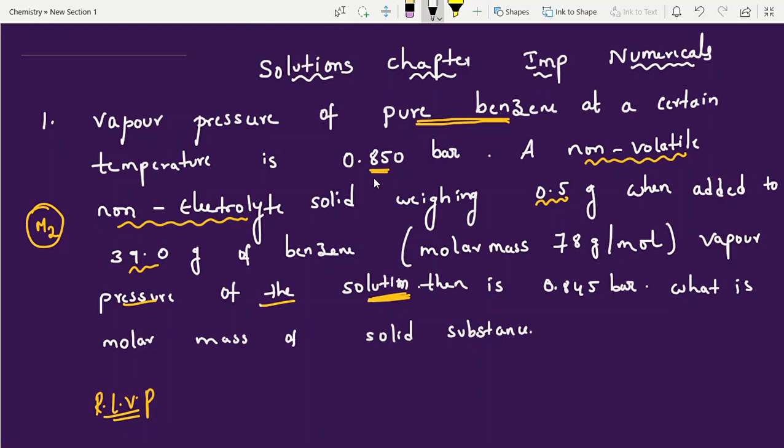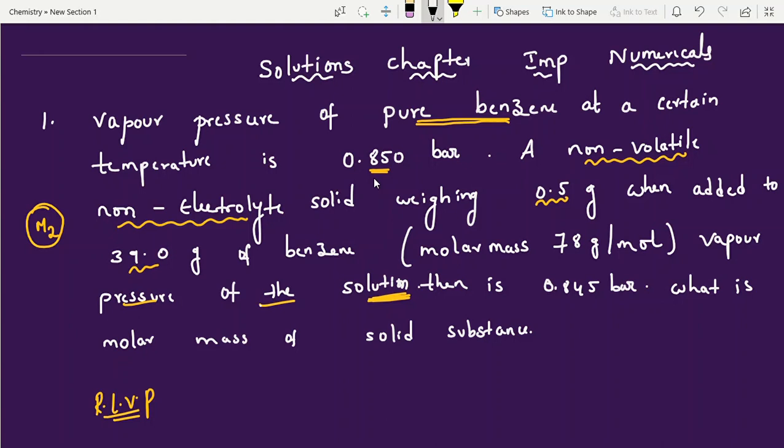Hi students, in today's class I am going to discuss solution chapter important numericals, which is very easy if you have command in formulae. In the previous video I gave the formulae: weight of solute, weight of solvent, what is W2, M2, what is W1, M1, and the related formulae. Please go through that video, solution part 1, and come back to part 2. Here I am going to discuss 7 to 8 numericals which are frequently asked in examination.